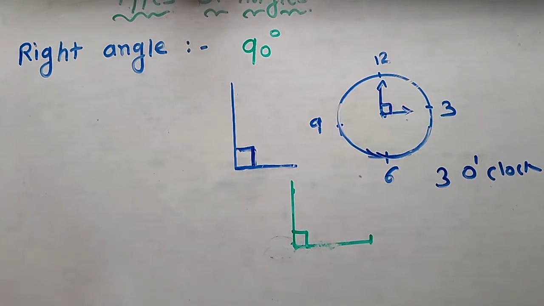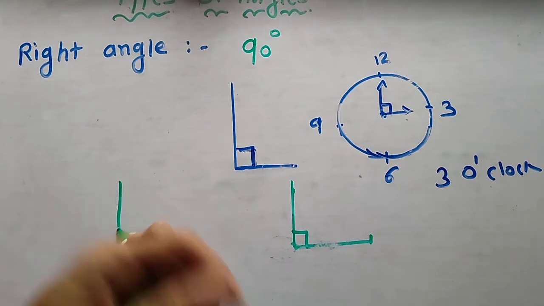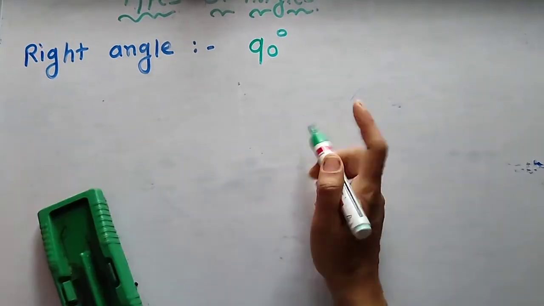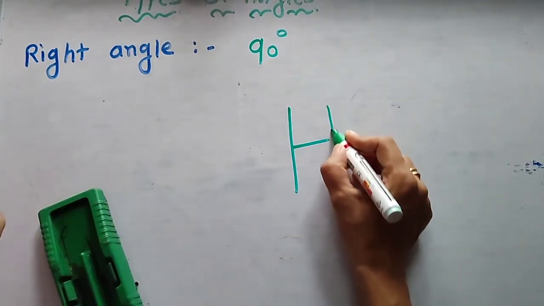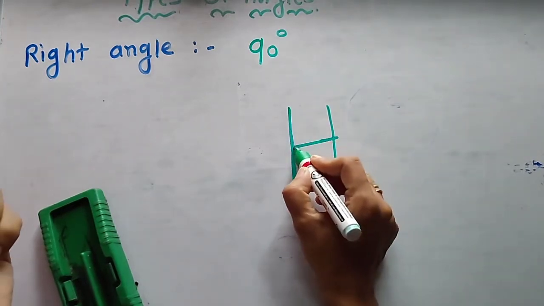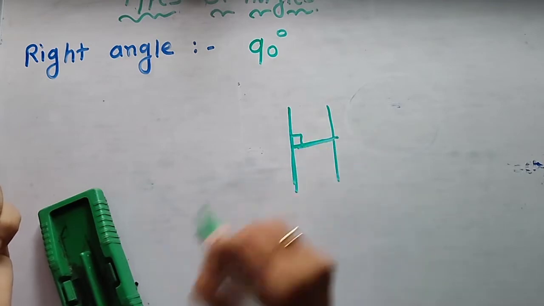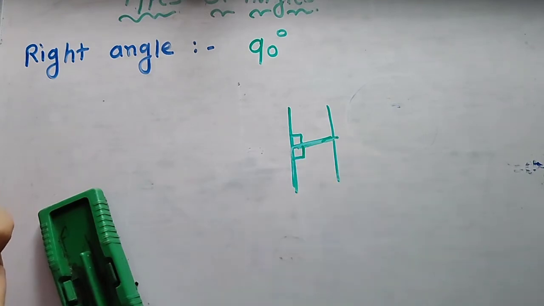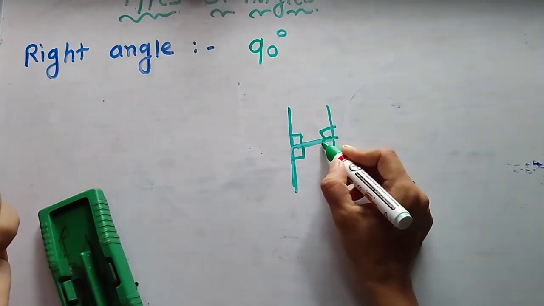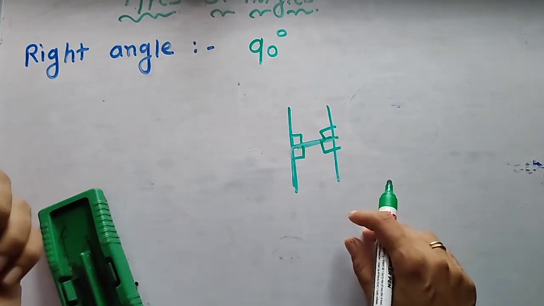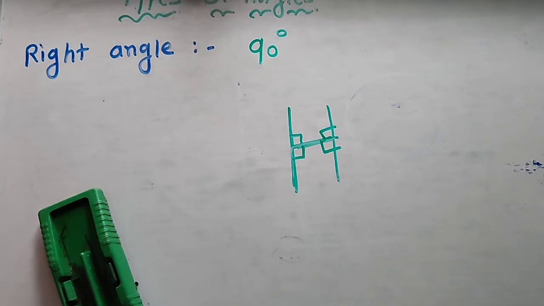Suppose you draw the letter H. Again, see in this capital letter H, how many right angles are formed here? This is a standing line, this is a sleeping line. So here we get a 90 degree angle. Again we get this type of 90 degree angle, and again this is a 90 degree angle, so here we get 4 angles of 90 degrees. So a right angle means 90 degrees. The angle measuring 90 degrees is called a right angle.